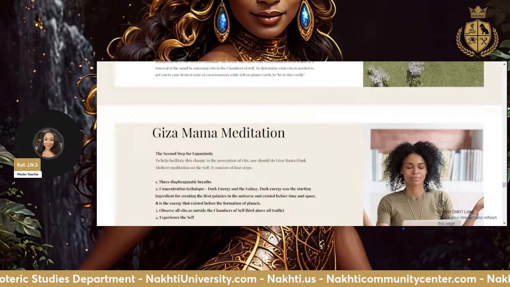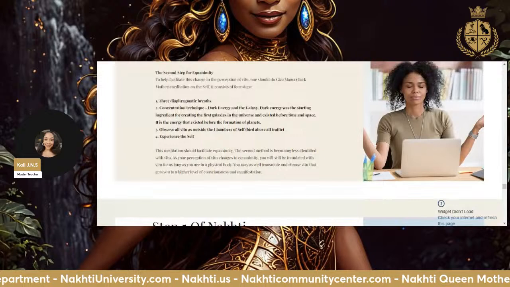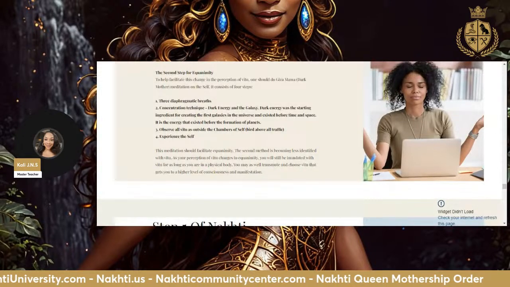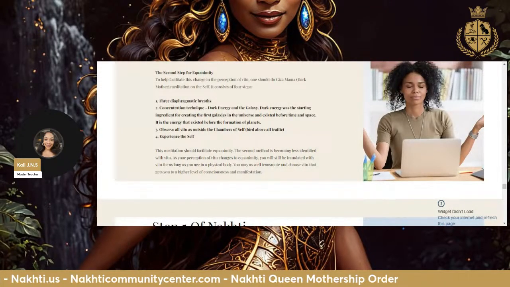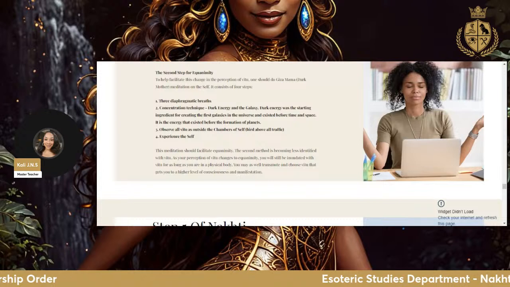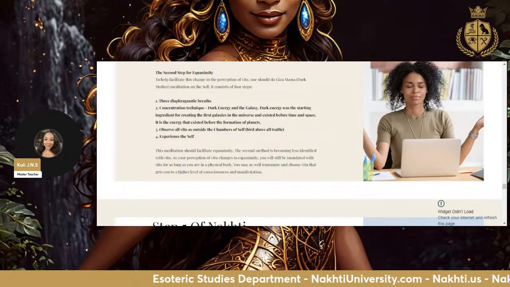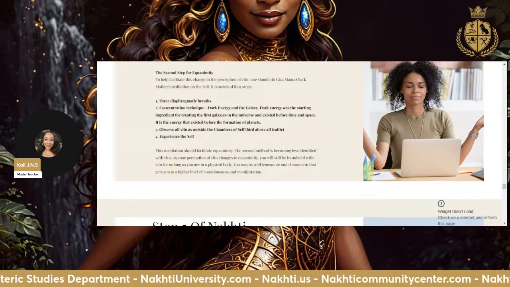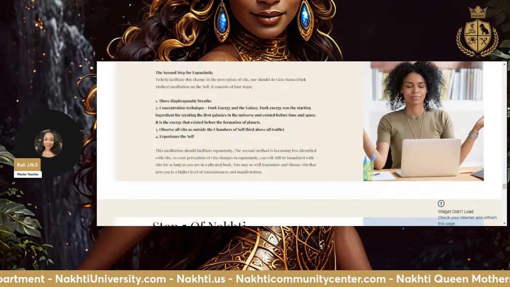Now we got to do our Gisa Mama meditation. Three diaphragmatic breaths. Concentration technique is dark energy. That's the Holy Spirit galaxy. Dark energy is a starting ingredient for creating the first galaxies in the universe, and existed before time and space. It is the energy before the existence of the formation of the planets. That's the Holy Spirit. That is the Holy Spirit.